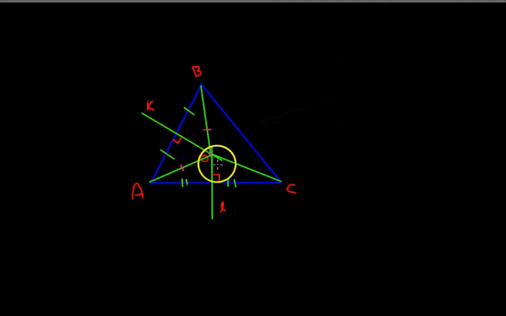And now since O is also on the line L, and L is the perpendicular bisector, AO and OC have to be equal as well because they're equidistant. So it tells us that AO is equal to BO, which is equal to CO.